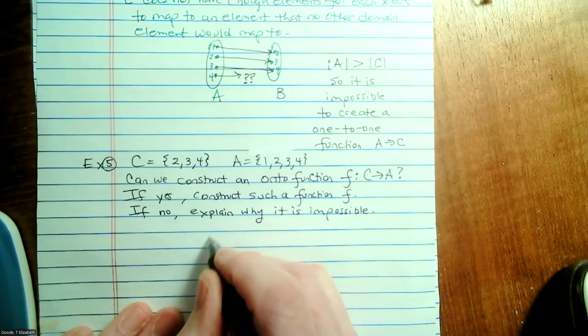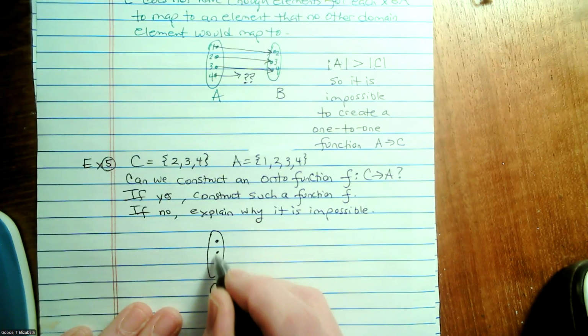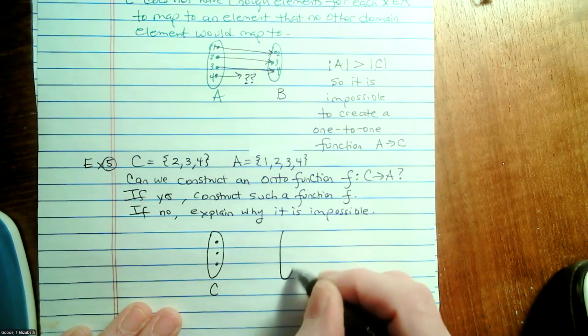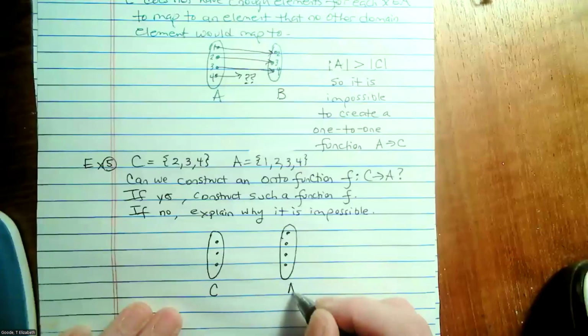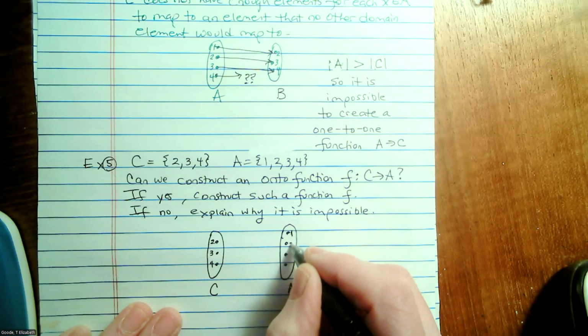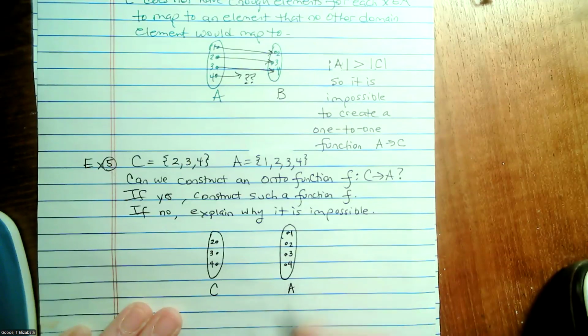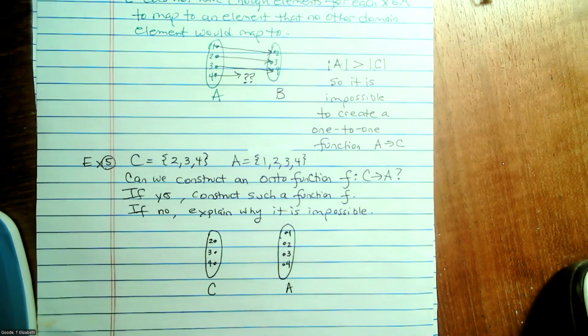We want to create an onto function from C onto A. All right, you tell me how we can build an onto function from C onto A. Remember what onto means. We have to hit every single element of A with an arrow.